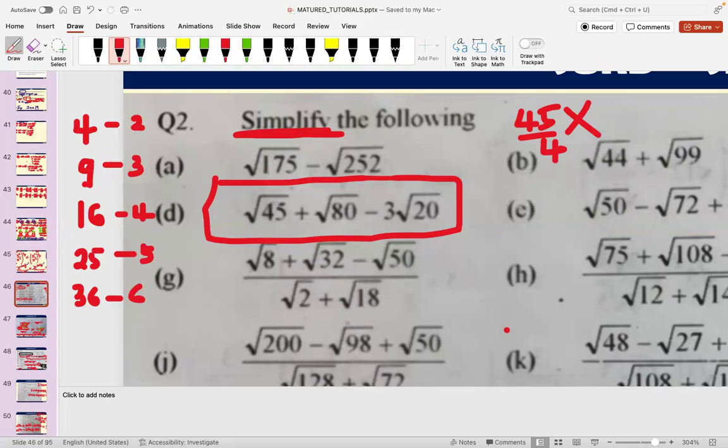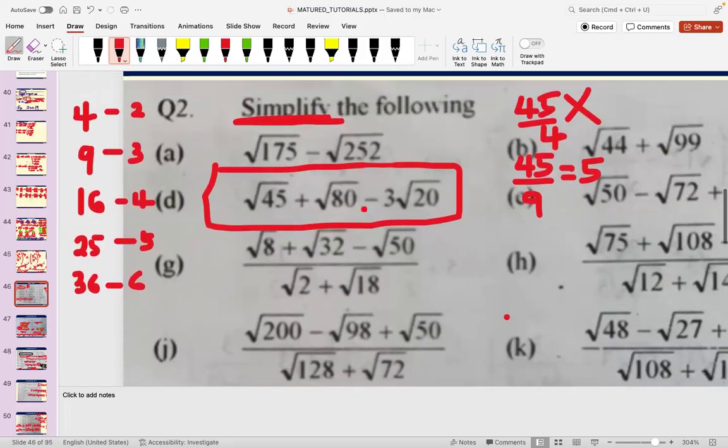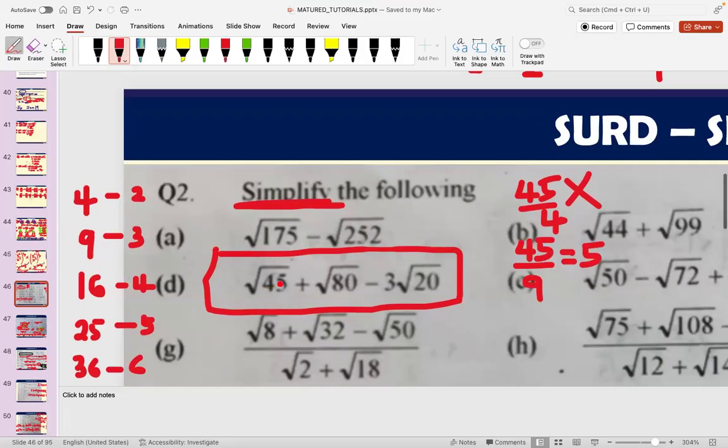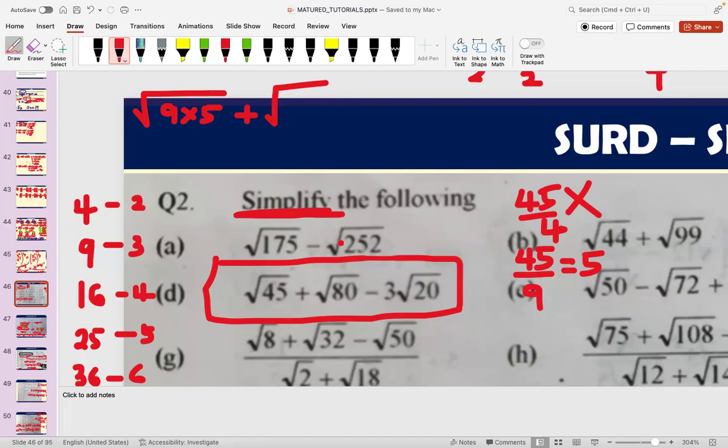Then we move to the next perfect square, 9. Can we divide 45 by 9 and there will be no remainder? Yes. 45 divided by 9 is 5. So it means that 45 is the same as 9 times 5. So once we have this one, then the rest should be easier for us. So this is how the rest is going to be. 45 will become square root of 9 times 5 plus the 80. We don't have any thinking to do.